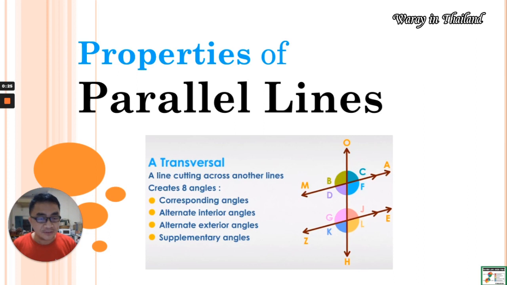Remember that if we have the transversal line, then it creates the different properties of the parallel lines, such as corresponding angles, alternate interior angles, alternate exterior angles, and the supplementary angles, which we call co-interior or co-exterior angles.